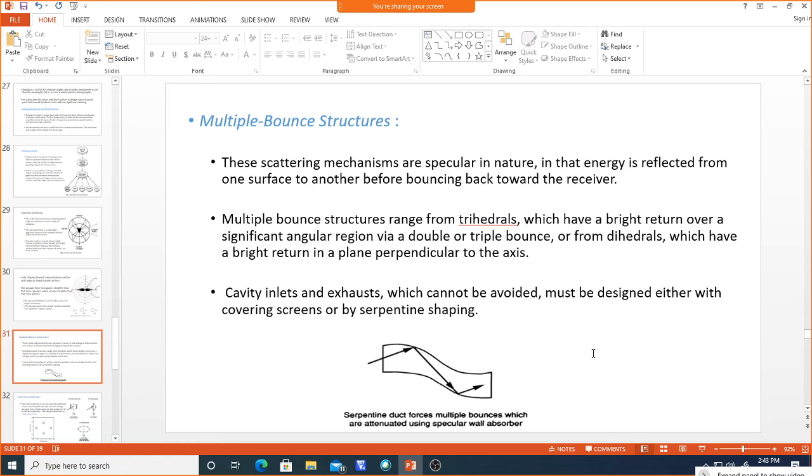And even in a complex target like an aircraft, the cavity inlets and exhausts cannot be avoided, so they must be designed either with a covering screen or serpentine shaping. Whatever specular returns we cannot avoid, that bright reflection must be avoided externally by using a covering screen or other serpentine shaping techniques. Okay, so this is one of the multiple bounce structures which we can see, and which returns the minimum reflected energy.